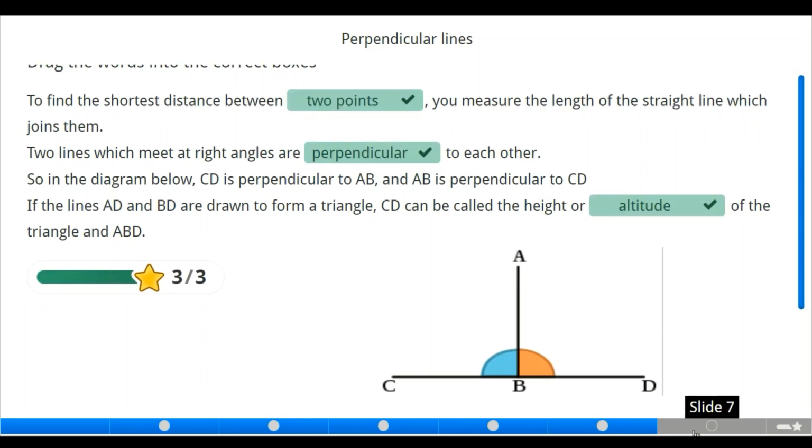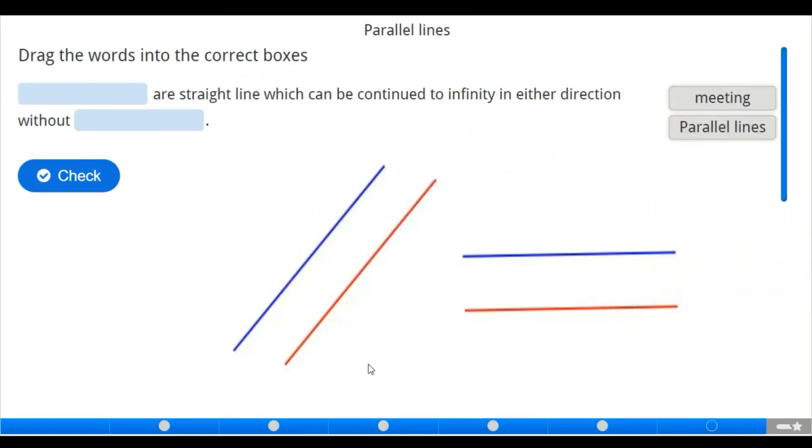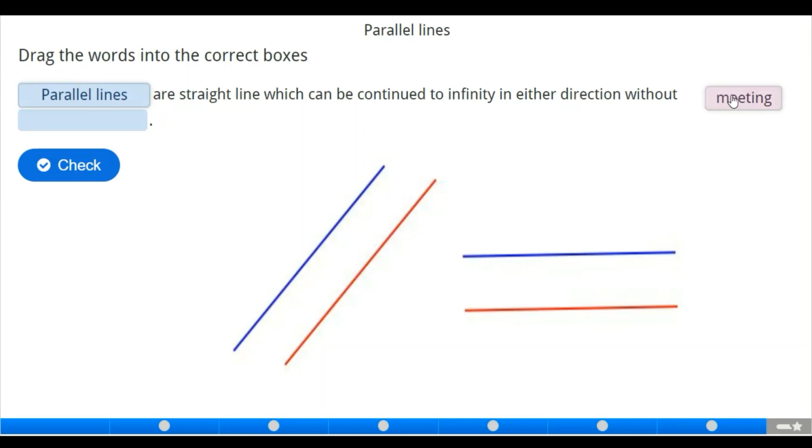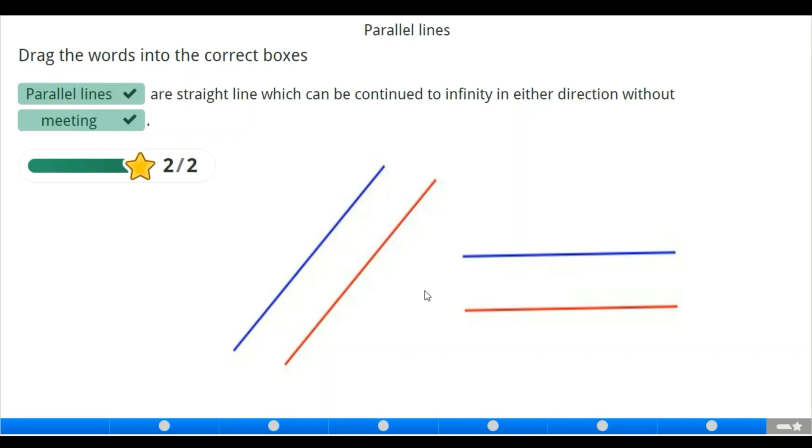Okay, we are good. Now let's look at another type of line. We call it parallel lines. Parallel lines are straight lines which can be continued to infinity in each direction without meeting. So easily we can say that parallel lines are two lines that cannot meet. You just continue to draw them and they can never meet, even to infinity.